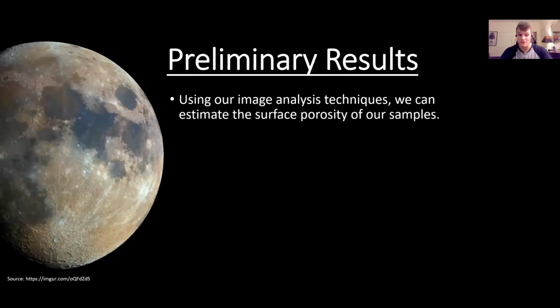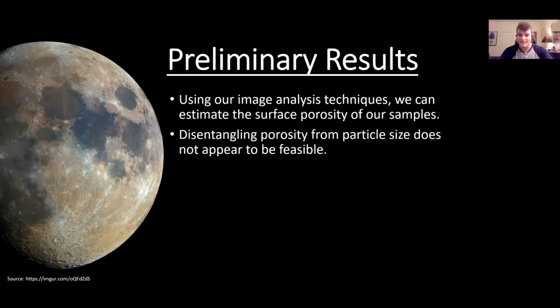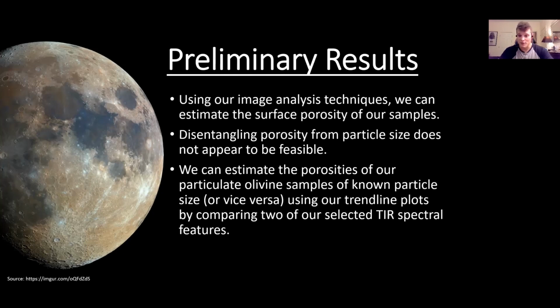So, some preliminary results here. Using our image analysis techniques, we can estimate the surface porosity of our samples. Disentangling porosity from particle size does not appear to be feasible, at least from this study. And we can estimate the porosities of our particular olivine samples of known particle size, or vice versa, using our trendline plots by comparing 2 of our selected thermal infrared spectral features. Once again, it should be noted that this is only working on our particular olivine samples. This wouldn't work on the moon unless you had a whole bunch of samples from the moon. This would have to be reproduced.